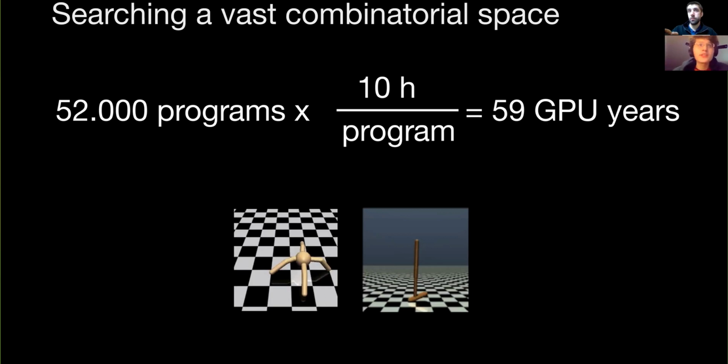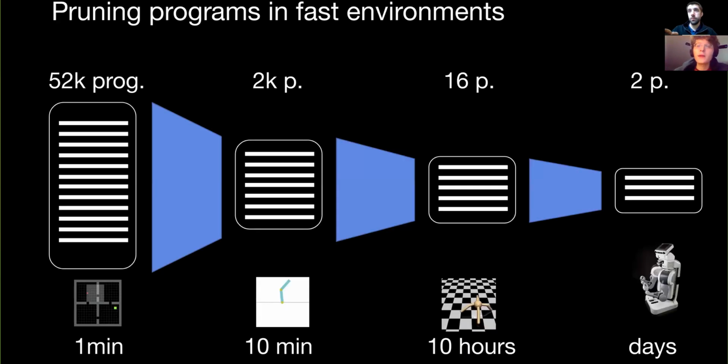This is much longer than we wanted to wait around, so we came up with a few optimizations that made the search process dramatically faster. Perhaps the most important optimization was simply not running every program in the most expensive environments. Instead, we take these 52,000 programs and evaluate them quickly in a proxy task that's much cheaper to evaluate.